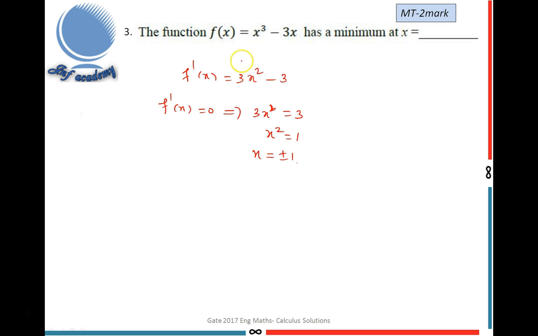Then I find where the function f of x has a minimum value. So I substitute these critical points in f. I got f of 1 equal to minus 2, f of minus 1 equal to plus 2. I find the minimum. So what is the minimum? This is the minimum. So f has a minimum value at x equal to 1. So the answer is 1. 1 is the correct answer.